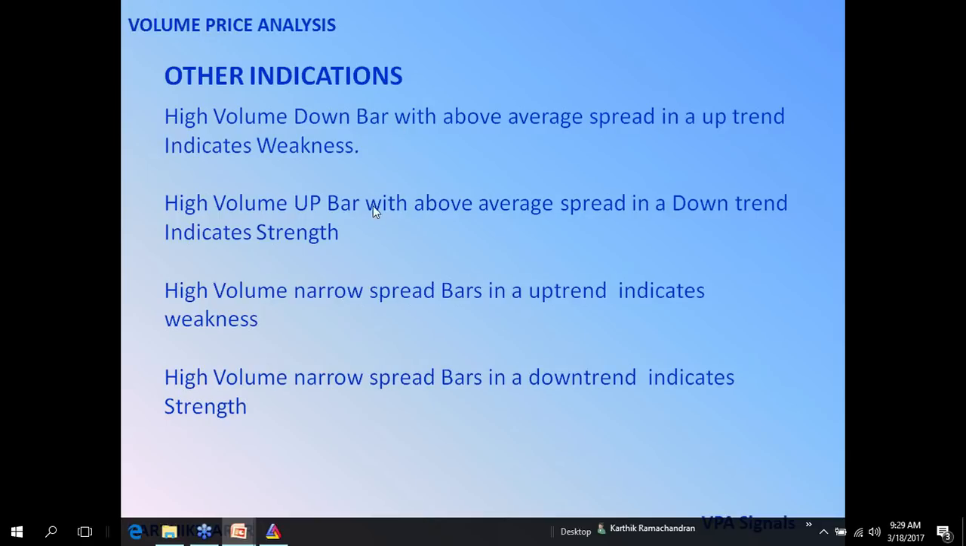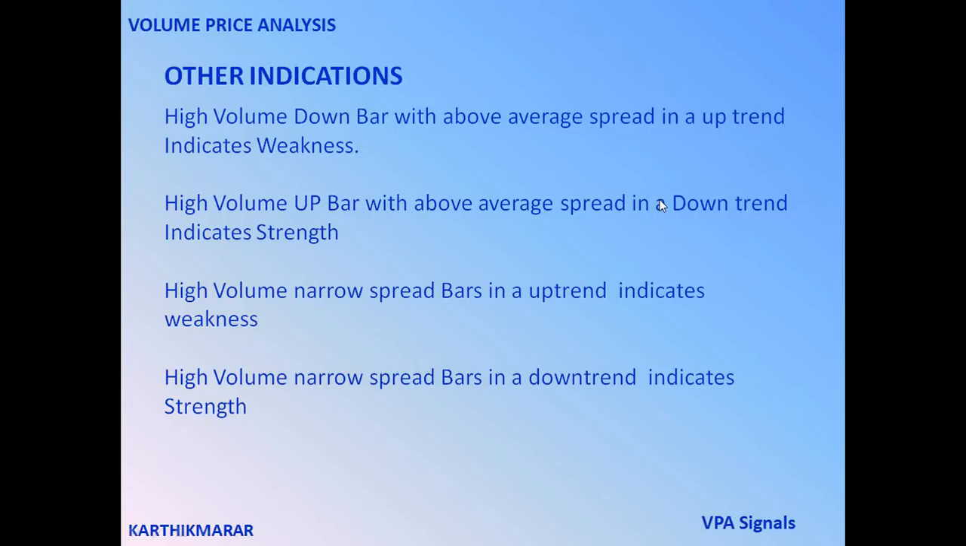Let me explain a bit here. High volume down bars with above average spread in an uptrend. Obviously, in an uptrend, you are always looking at up bars, but there's a down bar. Normally, it is not a problem, but if the volume is high, that means a lot of supply is there. That means it is an indication of weakness. Coming to the next one, a high volume up bar with above average spread in a downtrend. Obviously, in a downtrend, you're always looking out for down bars. Of course, we will have up bars as well in a downtrend, but it depends on the volume. Volume is high means there is a lot of demand. That is why the up bar has had high volume. So it indicates strength, because the demand is coming in.